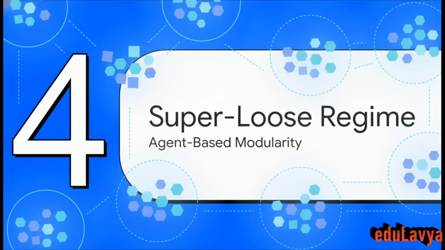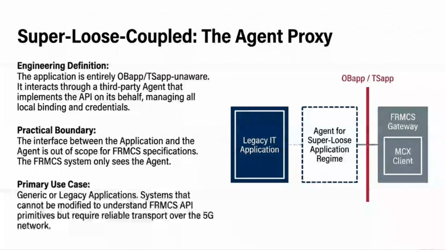Section 4. Super loose-coupled regime. Time to get modular. In the super loose-coupled, or SLC regime, the application is completely blind to the fact that FRMCS even exists. We call this being OBAP unaware or TSAP unaware. It can't speak to the gateway at all, not even with those standard APIs. So what do we do? We bring in a middleman. A third-party agent bridges the gap.